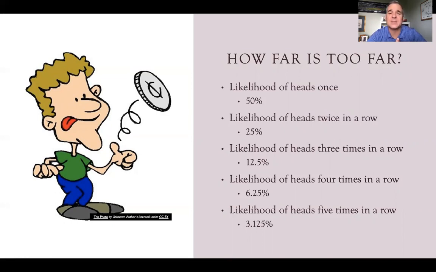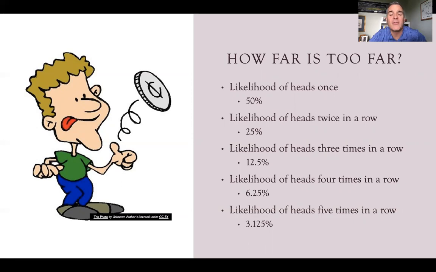And if we flip it a second time, it's still 50% of getting heads. But the chances of getting these in a row gets to a question of conditional probability. The chances of getting heads once is 50%. The chances of getting heads after just getting heads is 25%. So the chances of getting heads twice in a row is 25%, because first there's a 50% chance of getting heads at all, and then there's another 50% chance of getting heads a second time. So now it's only 25% of getting heads twice in a row.